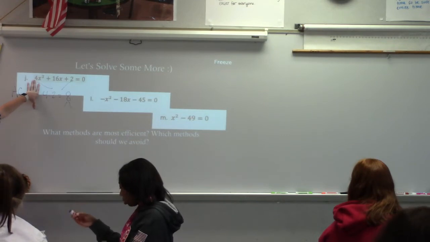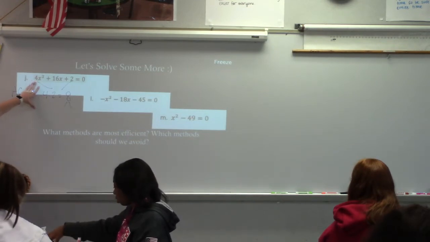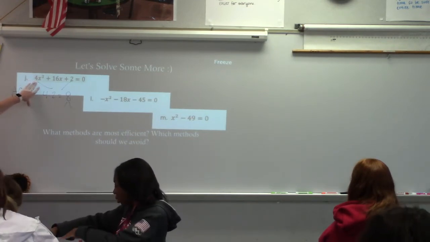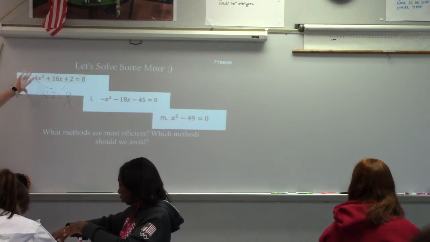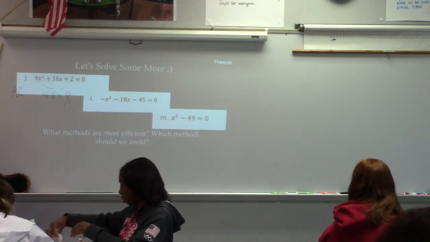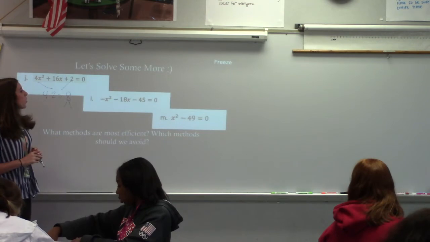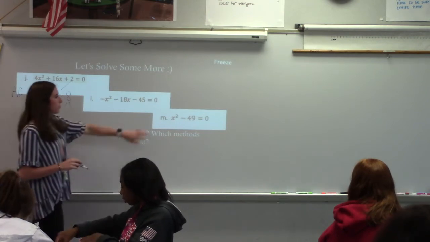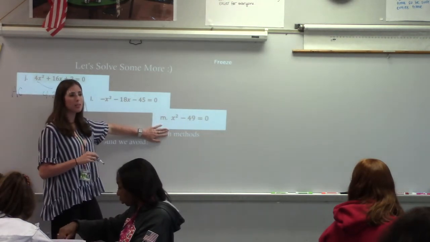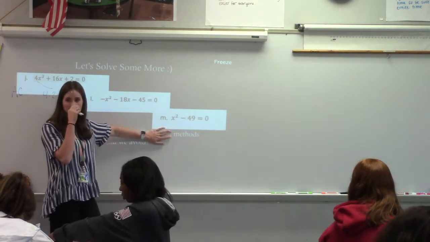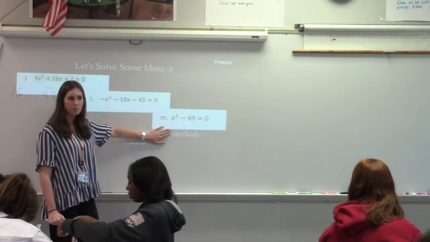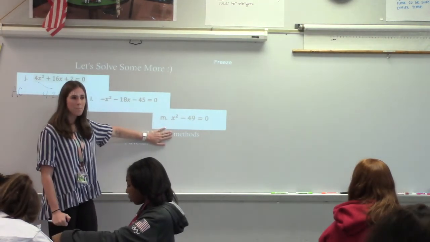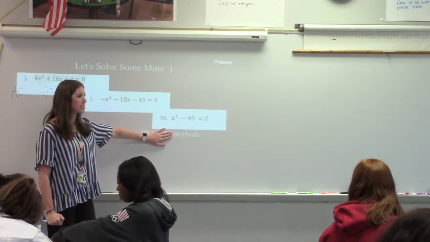Can we use vertex? Yeah, we can. Negative negative 16 divided by 2 times 4 is 2. So that'll work. So vertex also works. Why don't we look at M? Immediately, what do we want to do? Everyone look at M. Quadratic. Factor.